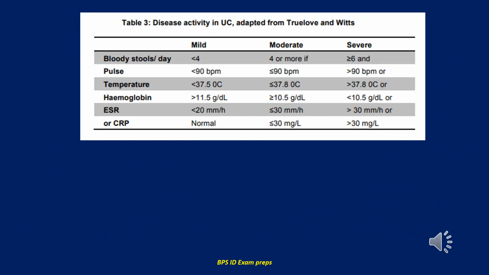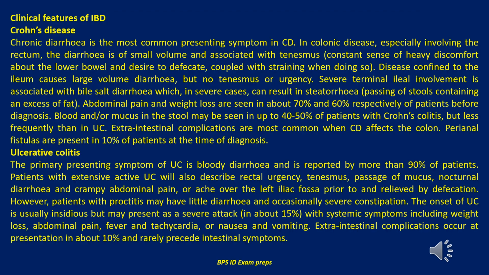Pause the video and carefully scrutinize Table 3 summarizing disease activity in ulcerative colitis adapted from Truelove and Witts before advancing to the next slide. Next we will discuss the clinical features of inflammatory bowel disease. We will begin with Crohn's disease.